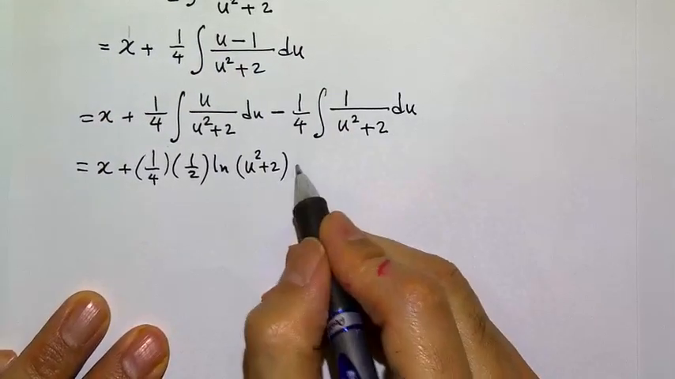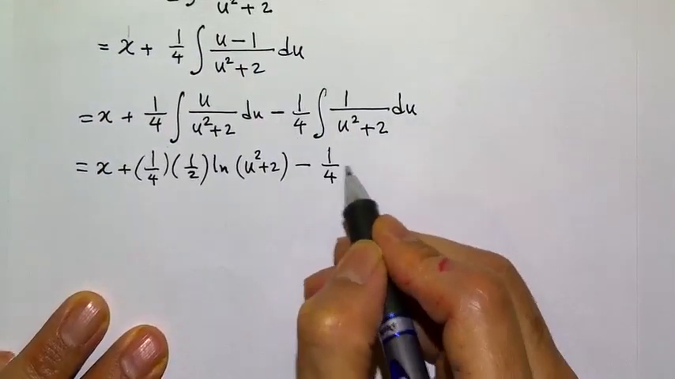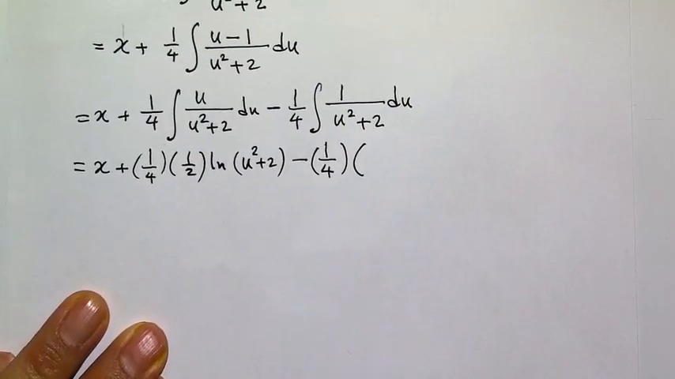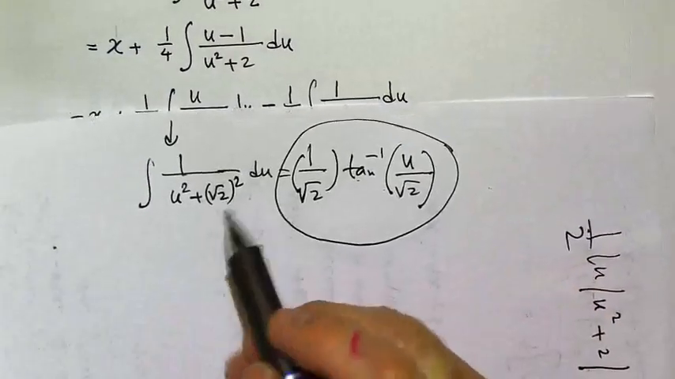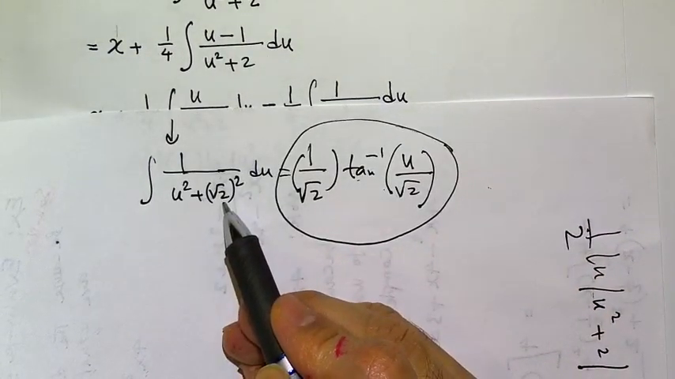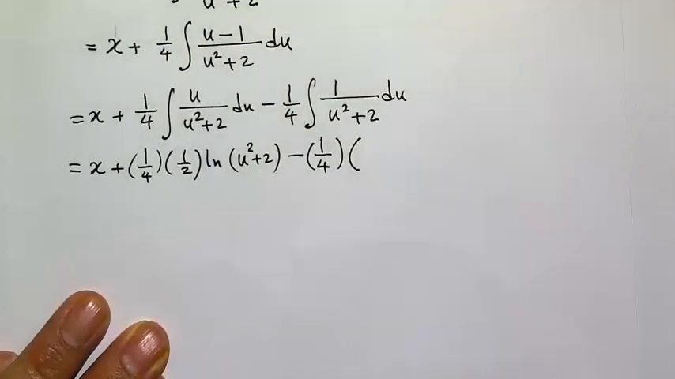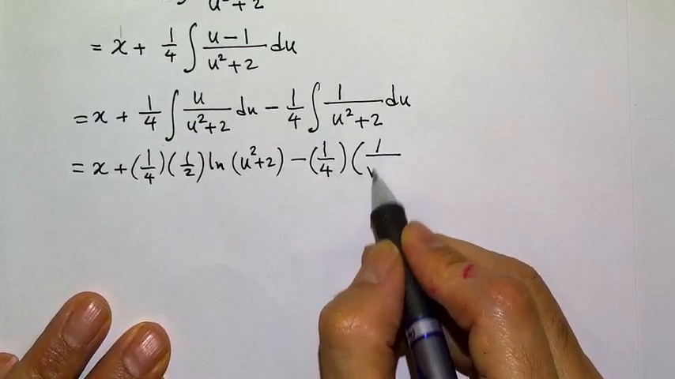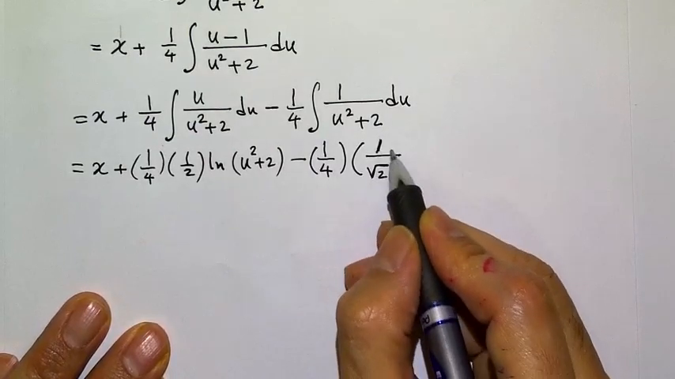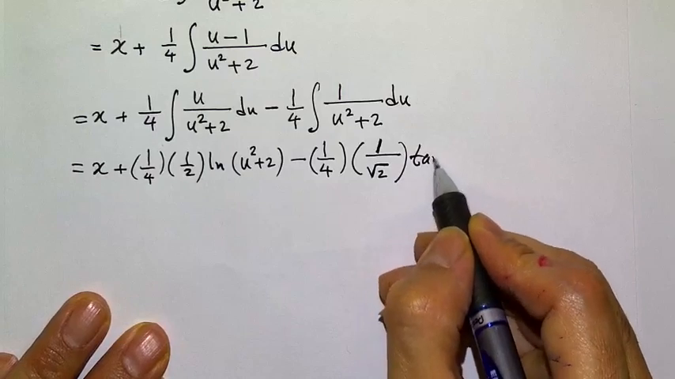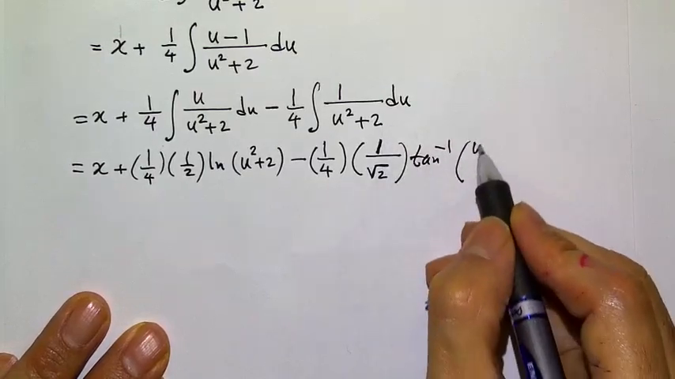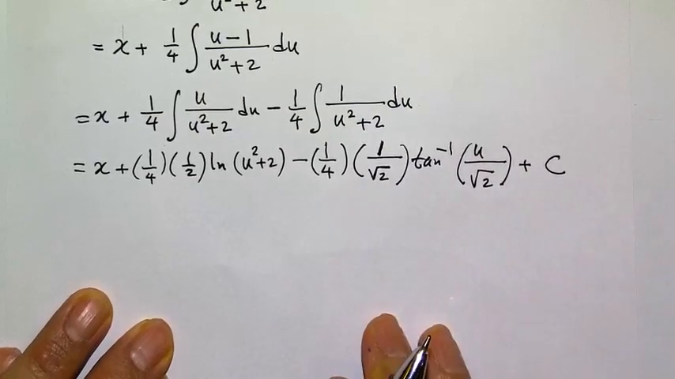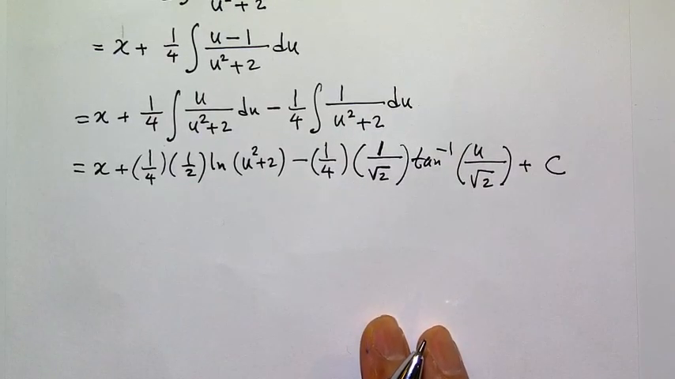So minus 1 over 4 times, I did it here so I'm not going to rewrite it, but that 2 can be written as the square root of 2 squared. That's the same thing as 2. And so we have 1 over square root of 2, that's where that square root of 2 is coming from, times inverse tangent of u divided by square root of 2 plus c. Okay, like that.